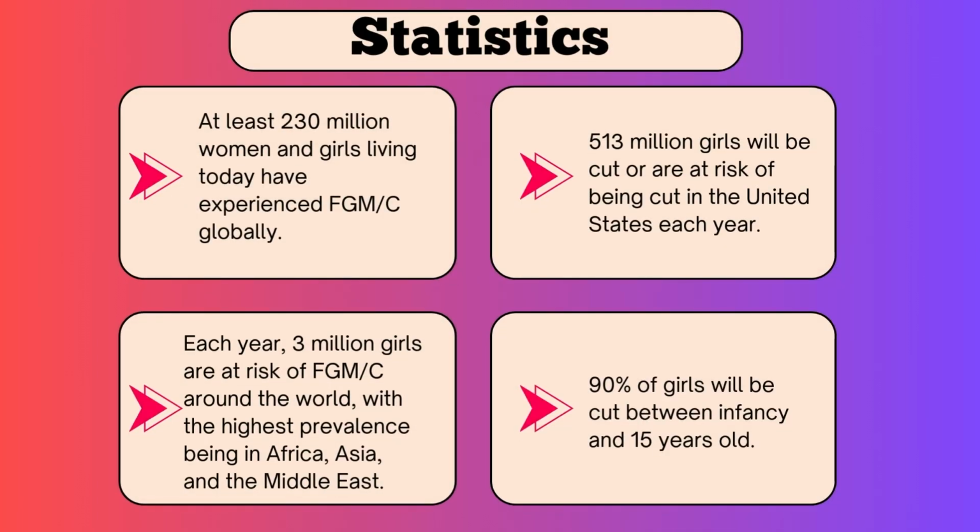At least 230 million women and girls living today have experienced FGMC globally. 513 million girls will be cut or are at risk of being cut in the United States each year. Each year, 3 million girls are at risk of FGMC around the world, with the highest prevalence being in Africa, Asia, and the Middle East. 90% of girls will be cut between infancy and 15 years old.